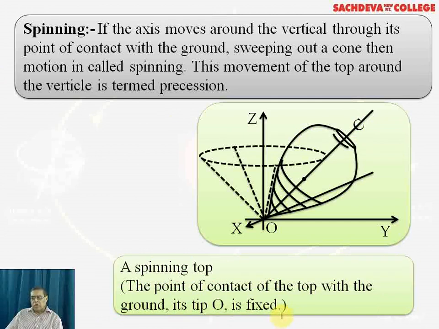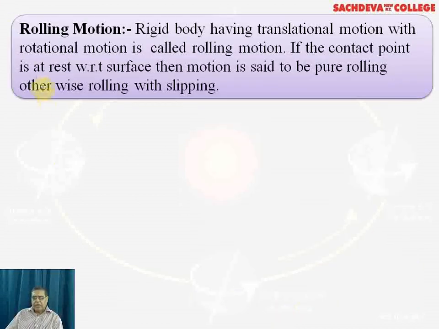But when the whole top is moving at a certain angle or spinning at a certain angle, all particles, all atoms of that top are spinning about their axis. Now we come towards the rolling motion. For that, what we do is we consider an inclined plane and we take a wooden ball and it is made to fall from the plane. We will find that it is in a straight line motion, but it is rolling on the plane. So a rigid body having translational motion with rotational motion is called rolling motion.